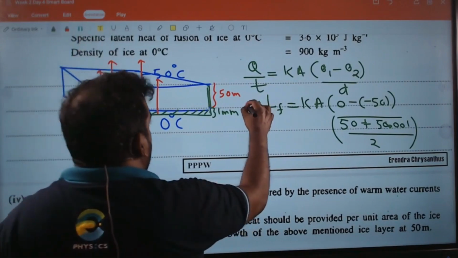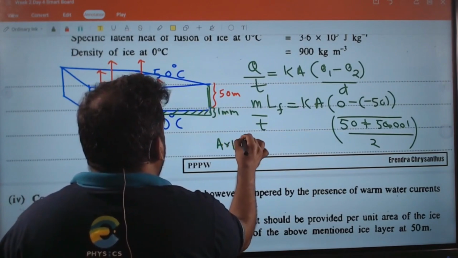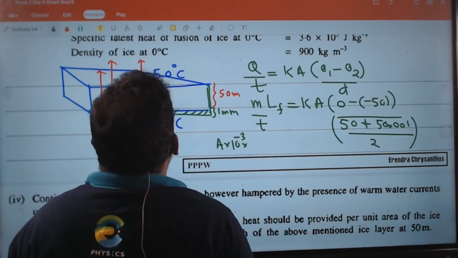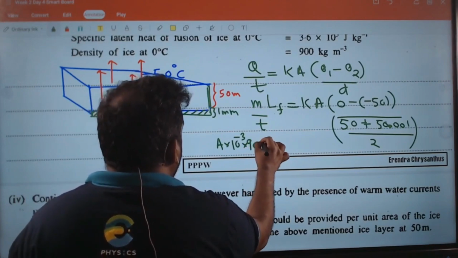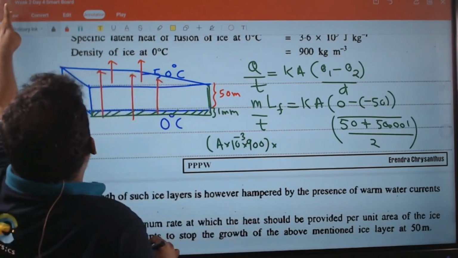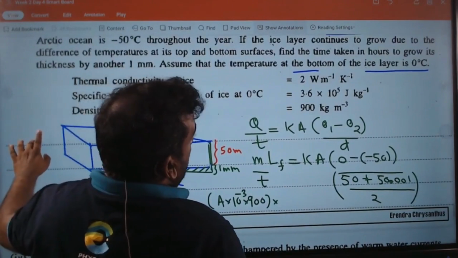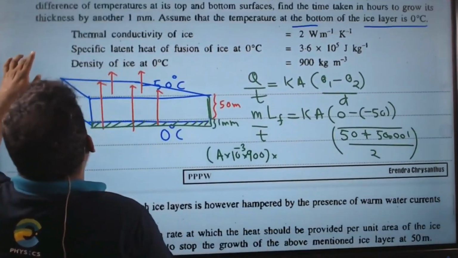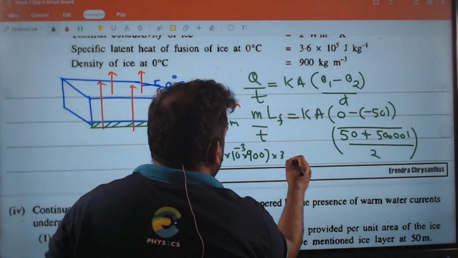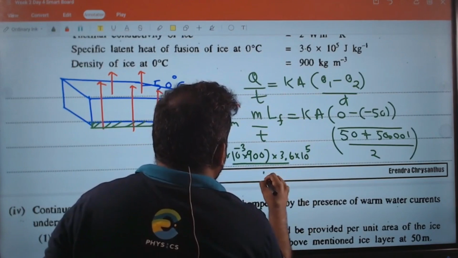Right. What can you say about the mass? Area into thickness, here 1 millimeter converted to meter, into density of ice, 900. That's the mass. LF is going to be 3.6 10 to the power 5. Time taken.